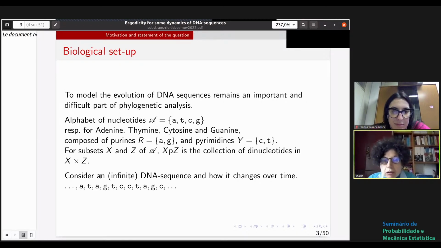Okay, so for DNA, you know that there is an alphabet of 4 letters, A, T, C, G, for adenine, thymine, cytosine, and guanine. And it's composed of 2 different types of nucleotides, purines, R, which is A and G, and pyrimidines, which is Y, which is C and T. And we will denote XpZ if we have a dinucleotide with the first one in X and the second one in Z. And so we have an infinite sequence, and we want to know how it changes.